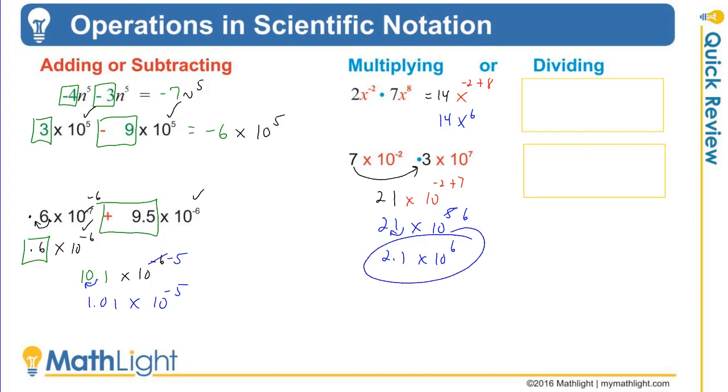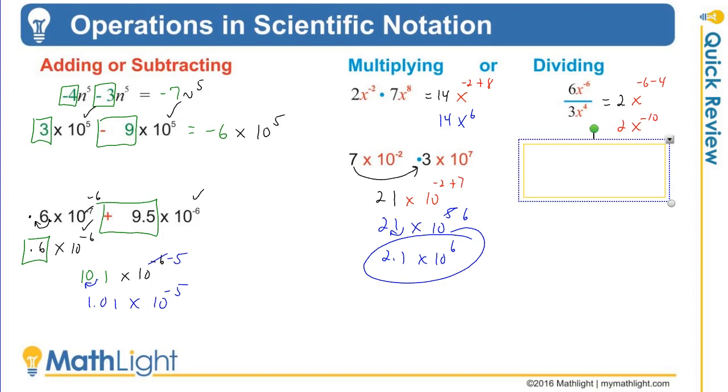All right, how about division? So division, again, if we take a look at just dividing normally, you would take that 6 and you would divide it by the 3, and you'd get a 2. And remember, the exponents would be x to the a, the top, minus the bottom. And this would end up with 2x to the -10th, right? 2x to the -10th. Well, it's the exact same thing in scientific notation.